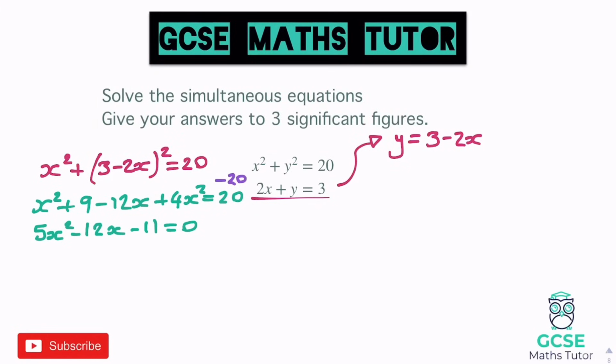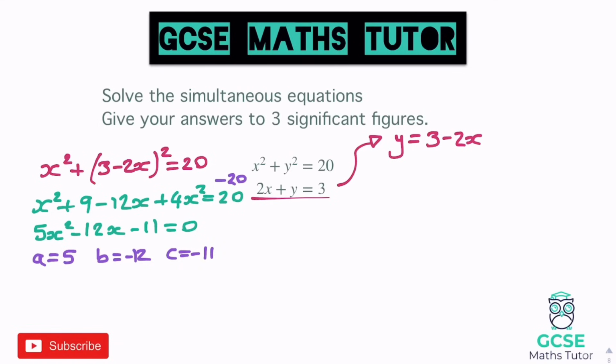So obviously, you're going to need to know the quadratic formula for this, so do check out the video on that if you're not sure on it. But we've got a equals 5, the coefficient of x squared. We've got b equals negative 12, the coefficient of x, and c equals negative 11. Okay, so we're going to sub that into the quadratic formula.